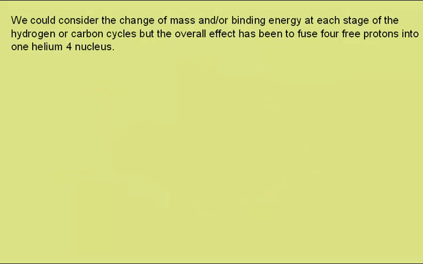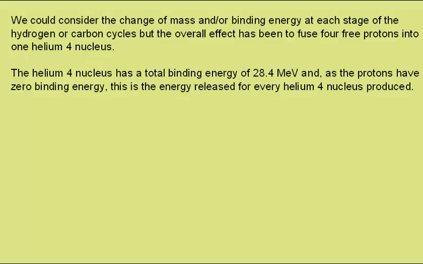We could consider the change of mass and/or binding energy at each stage of the hydrogen or carbon cycles, but the overall effect has been to fuse 4 free protons into one helium-4 nucleus. The helium-4 nucleus has a total binding energy of 28.4 mega electron volts, and as the protons have 0 binding energy, this is the energy released for every helium-4 nucleus produced.